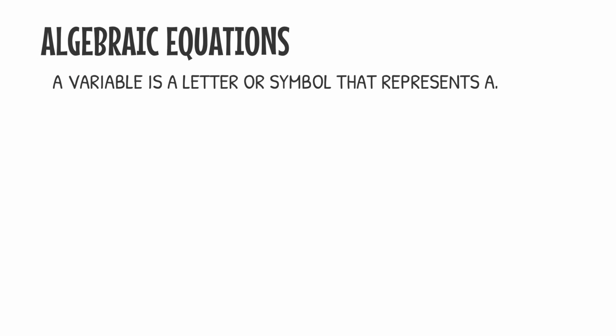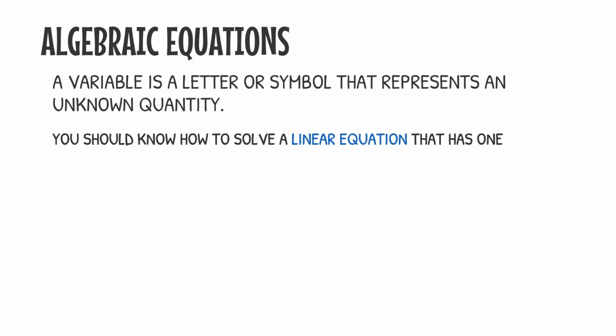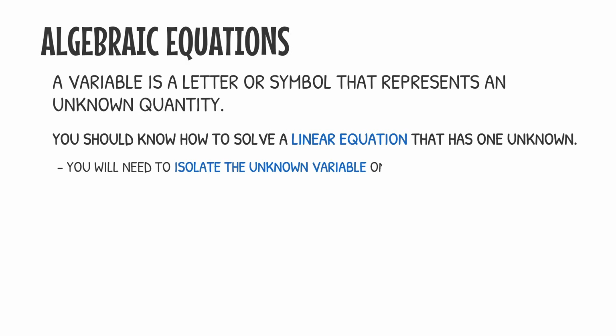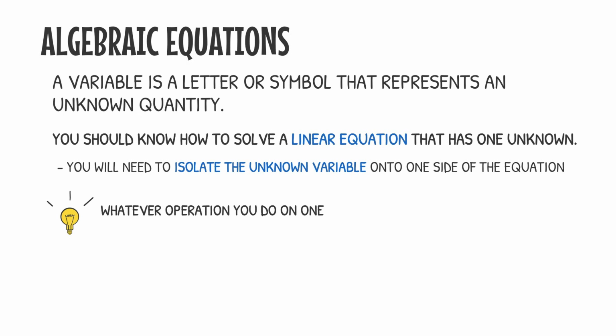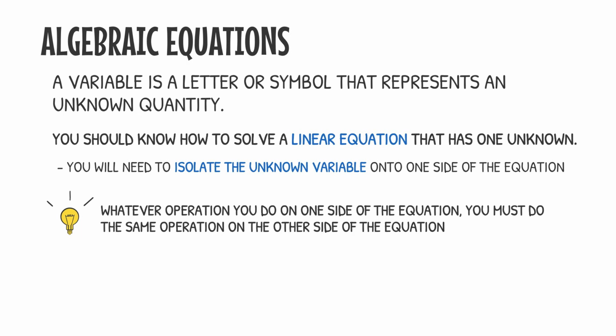Algebraic equations. A variable is a letter or symbol that represents an unknown quantity. Only very basic algebra is required for case interviews. You should know how to solve a linear equation that has one unknown. To solve a linear equation with one unknown, you will need to isolate the unknown variable onto one side of the equation. Remember that whatever operation you do on one side of the equation, you must do the same operation on the other side of the equation.